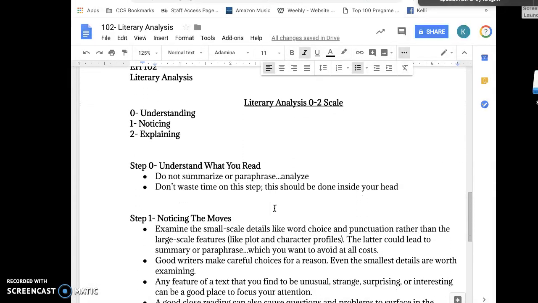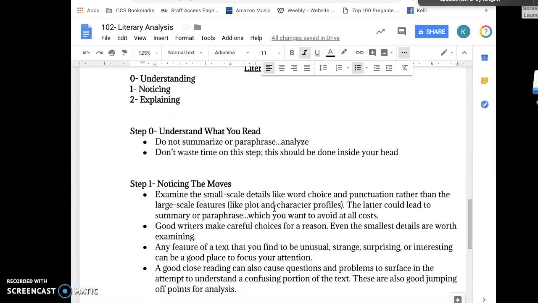I found this actually. I stole it from somewhere else, and I just thought that it was really good, kind of step by step in the process. And so the first step is... it's a three-step process. You have to understand, that's level 0. We'll talk about why that is in just a second. You have to notice these things, and then you have to be able to explain these things.